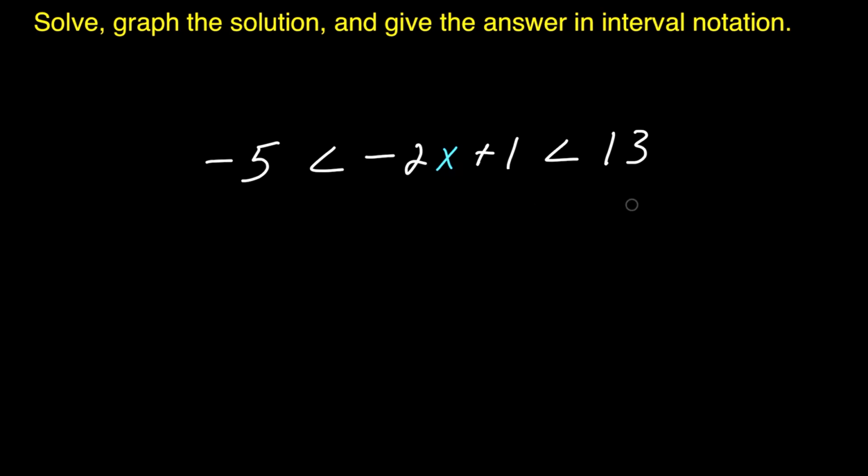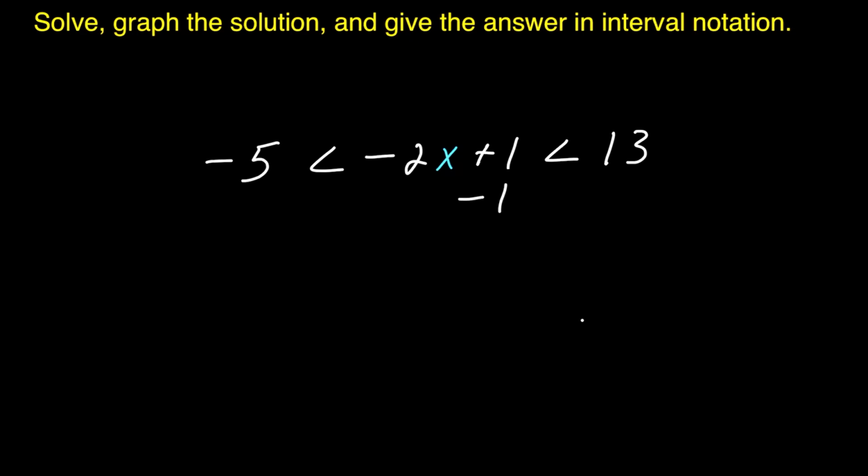Here we have a double inequality, and we're told to solve it, graph the solution, and give the answer in interval notation. Now, a double inequality is just like a normal inequality, just that it's bigger. So anything we do to one side, we must do to the two other sides. Our goal with a double inequality is to isolate the x right in the middle. So let's go ahead and start tackling this.